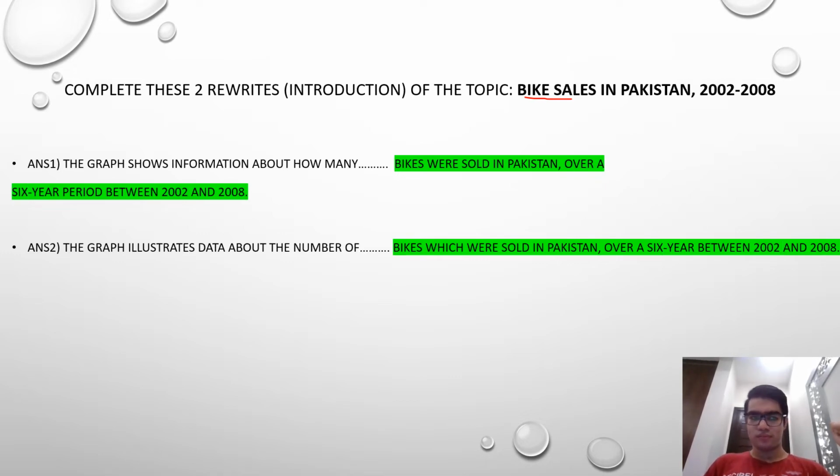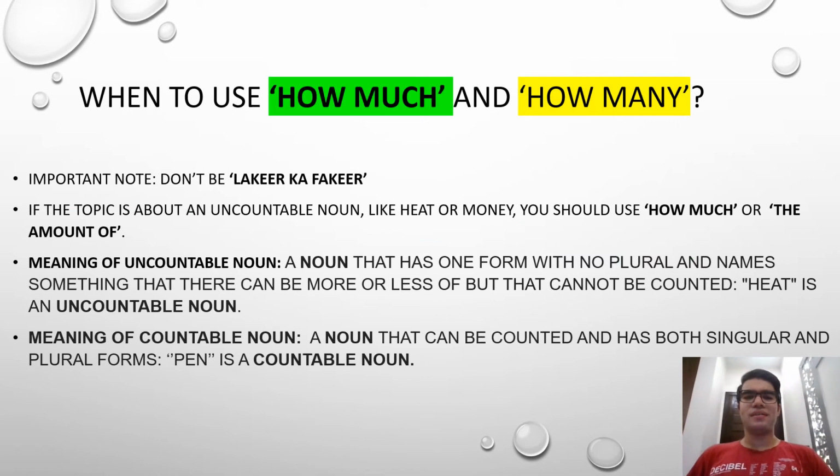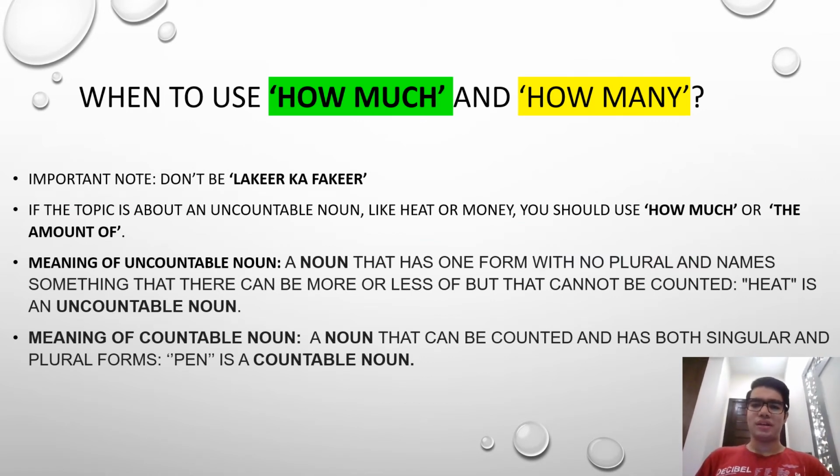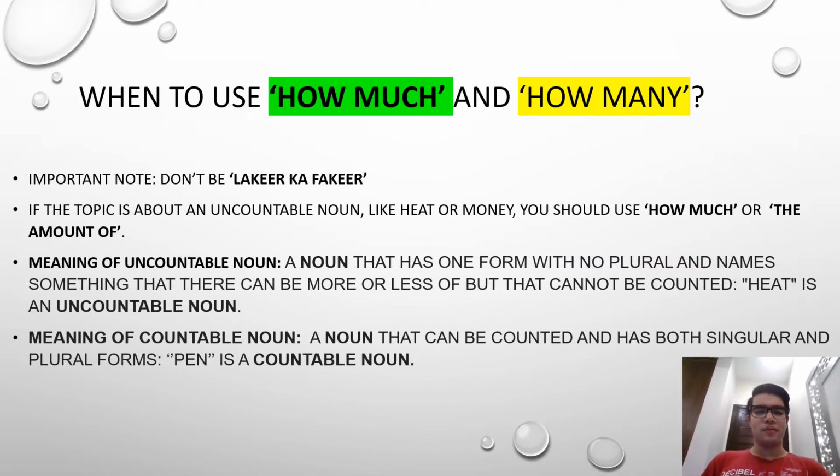So let's move on. Okay, basically I'll now tell you when to use how much and when to use how many. I wrote in the first bullet point, "don't be a lakir ka fakir." This is basically a phrase which means don't be robotic. Don't just copy it straight away to any question. Don't use the same wording in every question. You should adapt to the type of topic question. Okay, so I'll tell you when to use how much and how many.